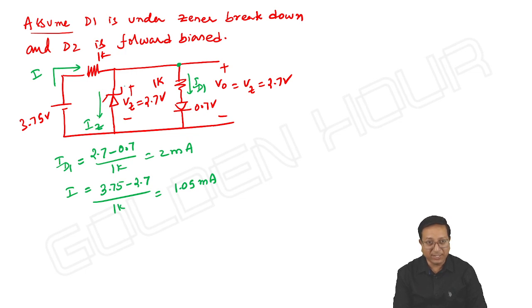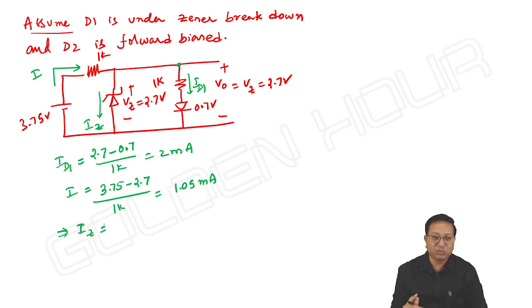IZ is the cathode to anode current of the Zener diode and should be positive, and ID1 is also positive because it is a current flowing from anode to cathode of D2. If IZ and ID1 are positive, then I should be greater than either of these two currents. But I is looking less than ID1, which means we are getting IZ to be negative.